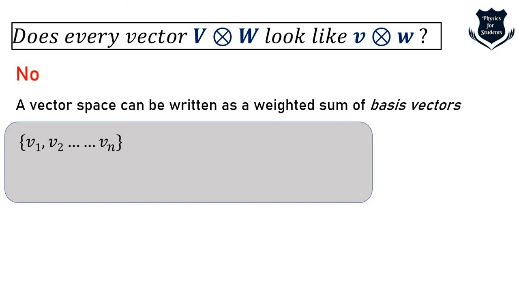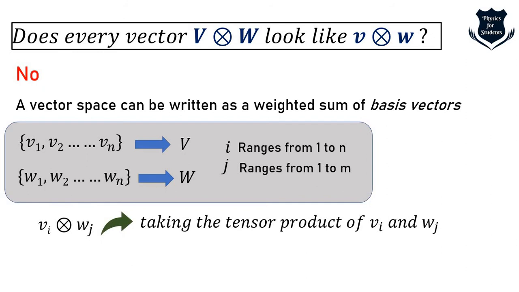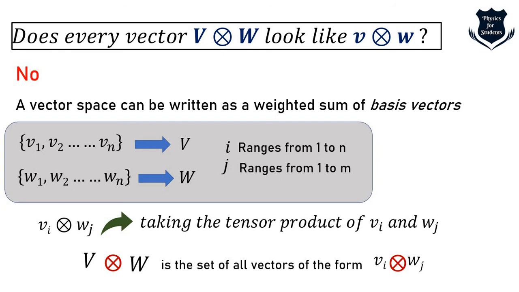Now, something similar we have done earlier. If I have v1 up to vn in v, and w1, w2 up to wm in w, where i ranges from 1 to n and j ranges from 1 to m, the question is: can we combine them to get a new set of nm vectors? We will multiply the vi together with wj in all types of combinations, and multiplying v sub i with w sub j means taking the tensor product of v sub i and w sub j. So this is something important: v tensor w contains all vectors of the form v sub i tensor w sub j.